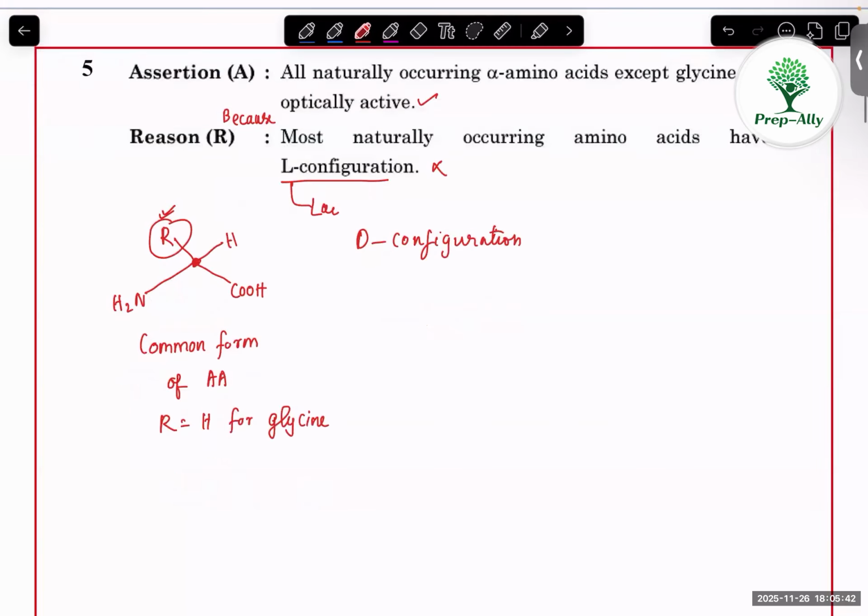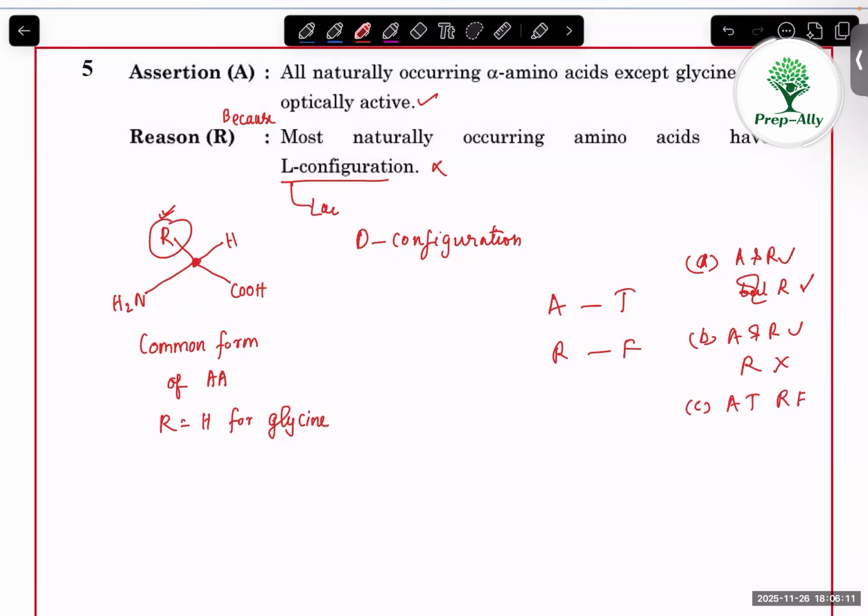So the answer for this question is: assertion is true, but reason is false. In almost all board questions, the first option A will be assertion and reason both true, and reason is the correct explanation. B will be assertion and reason both true, but reason is not the correct explanation. C will be assertion true, reason false. And the fourth option generally will be assertion false, reason true. So you need to be careful about the options which are given there, and don't jump to conclusions when it comes to this type of question.